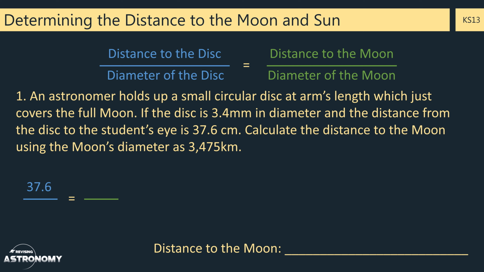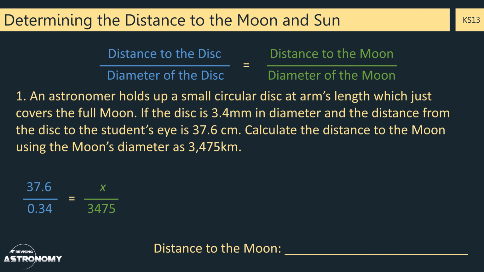Now we need to be careful here. We want any values in the same ratio to be in the same unit, and you can see here that the disc diameter is measured in millimetres. So we'll change it into centimetres by dividing by 10, and this gives us 0.34 centimetres. On the other side of the equation, well, the distance to the moon is what we want to find out, so we'll call that value x. We want to divide that by the diameter of the moon, which is given to us as 3,475 kilometres.